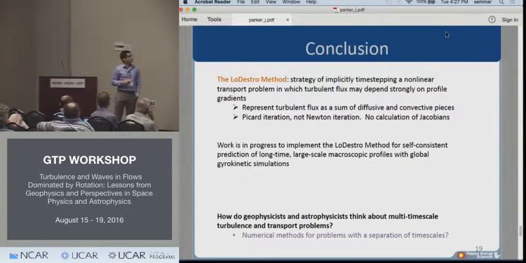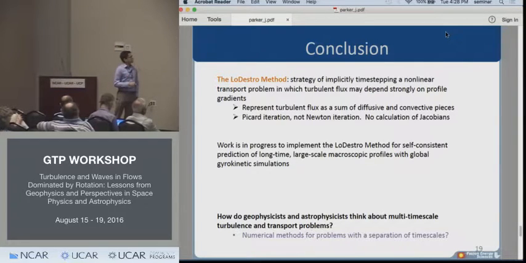Okay, in conclusion, I've described the LoDestro method, which is a strategy for implicitly time-stepping a nonlinear transport problem in which the turbulent flux might depend very strongly on the profile gradient. And the key is really representing the turbulent flux as a sum of diffusive and convective pieces, and then using a Picard type of iteration scheme and not a Newton scheme. So there are no Jacobian calculations.